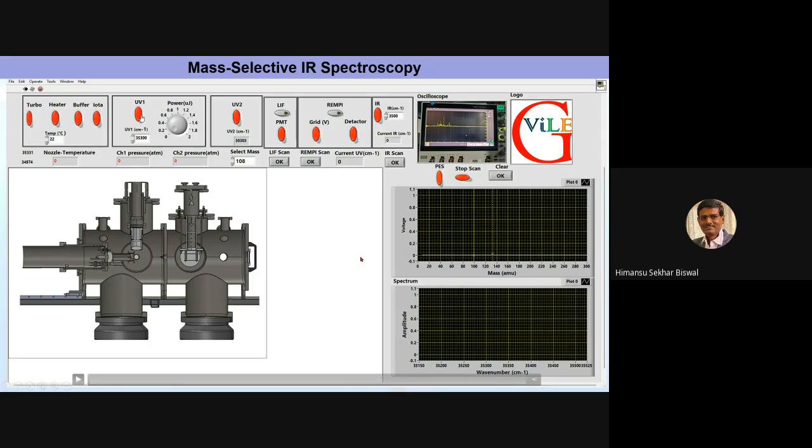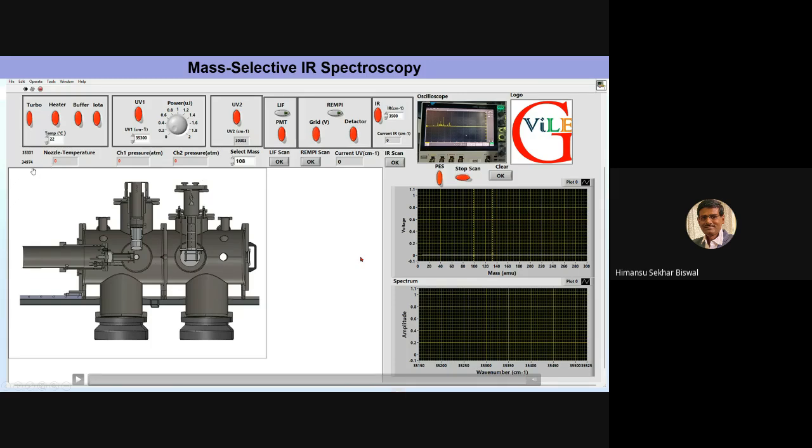UV1 stands for UV laser 1, UV2 stands for UV laser 2, then LIF stands for laser induced fluorescence, which is the experiment we do. PMT stands for the photomultiplier tube. The grid voltage is used to extract the ions. For the mass detector, we have the channeltron or MCP. REMPI stands for the experiment we call resonantly enhanced multiphoton ionization. IR stands for the IR laser.